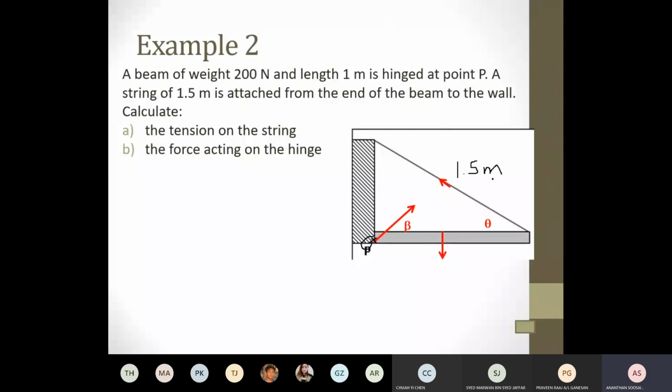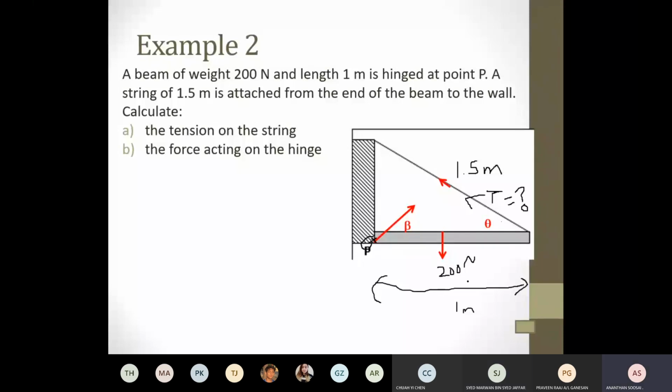The beam weight is 200 Newton, and the beam length is 1 meter. Now, what do you want? Calculate the tension on the string. Is the tension acting up or down? It's up. The tension is acting up because we are focusing on this body, pulling it up. So we are asking for this tension.